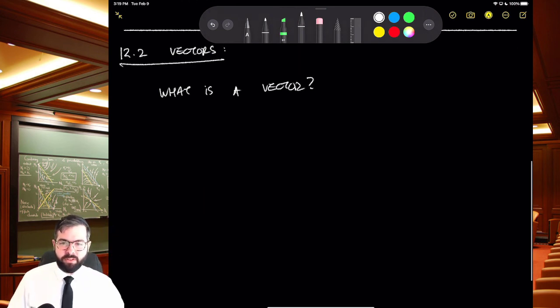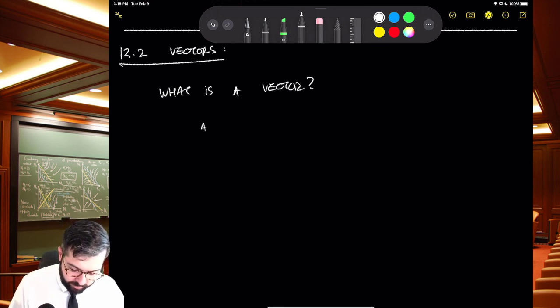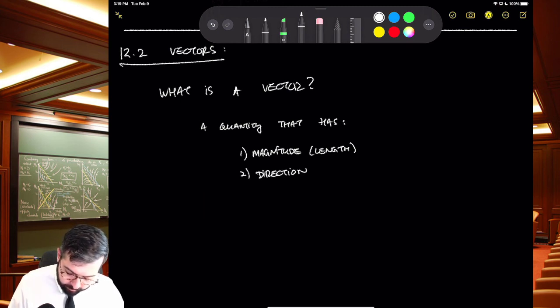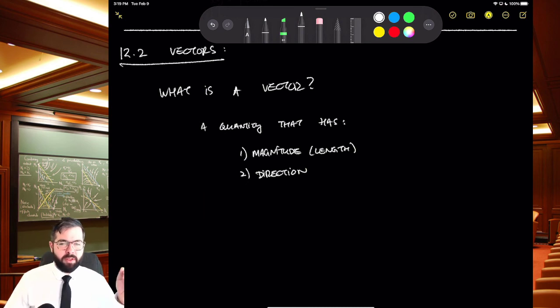Question, what is a vector? Well, a vector is a quantity that has the following properties. It has a magnitude or length. It has a direction. That's typically the modern definition of a vector. It's got magnitude and direction.